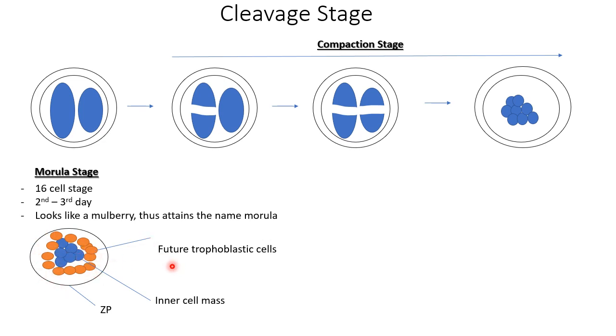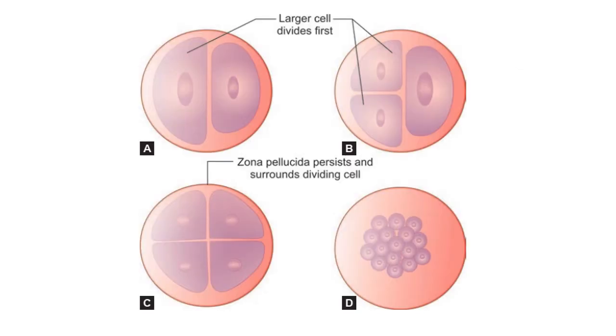The outer cell mass will form the future trophoblast, and the inner cell mass will form the future embryoblast. Now, as you can see, I have put these round structures around them. These are known as the zona pellucida. In both of these stages, the zona pellucida is still present. So this is simply a diagrammatic presentation of what I'm talking about, from the 2-cell stage to the 3-cell stage to the 4-cell stage, then compaction of the cells.